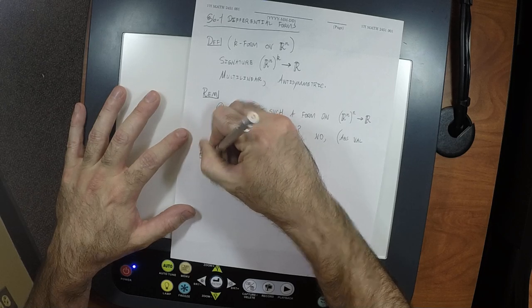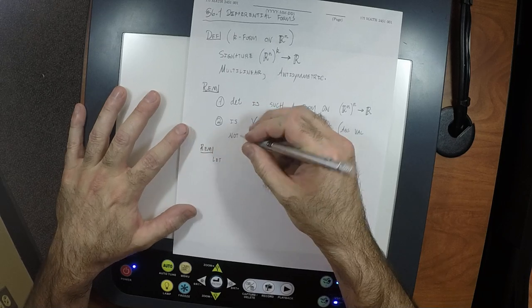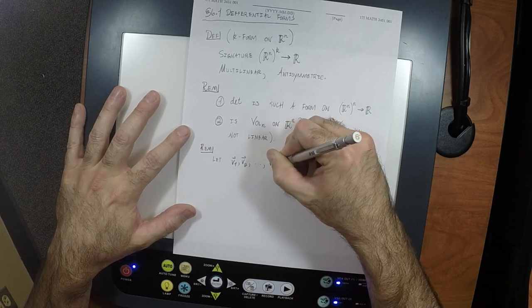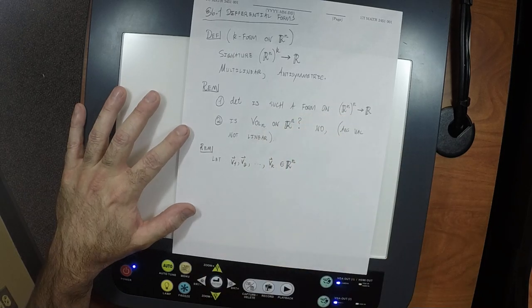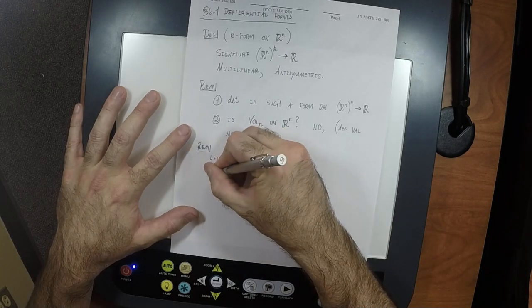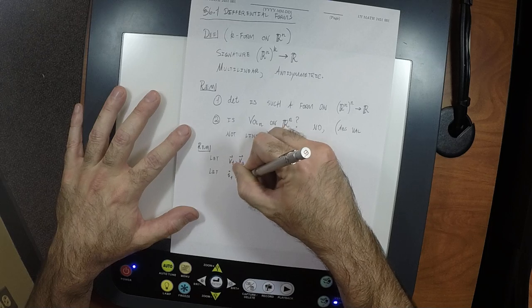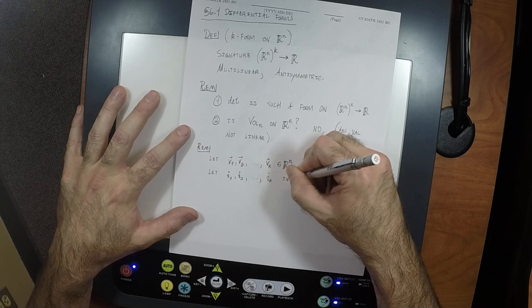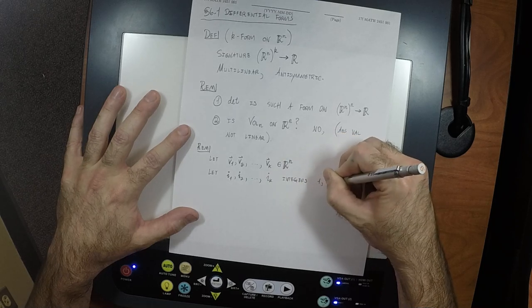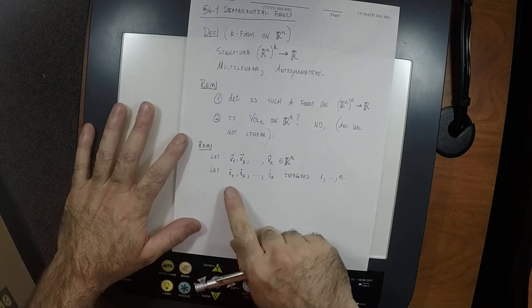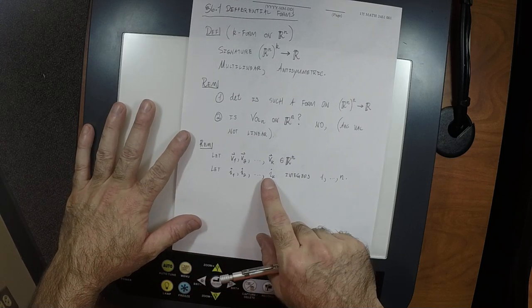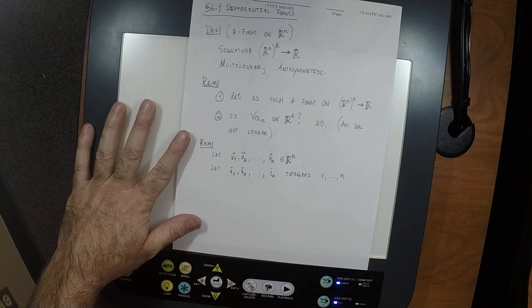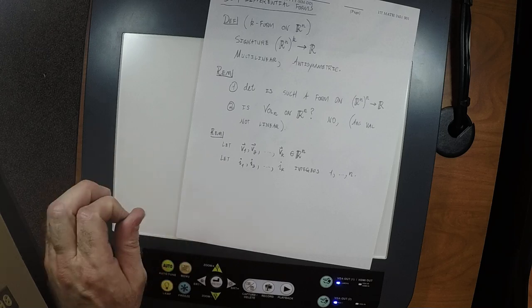Remark. Let V1, V2, ..., VK be elements of Rn, and let I1, I2, ..., IK be integers from 1 to n. What I mean is that each one of these needs to be a value between 1 and n. They could all be 1. They could all be n. It could be 1 and 1 and 1 and then a bunch of 3s all the way to the end. So all of those have to be between 1 and n.